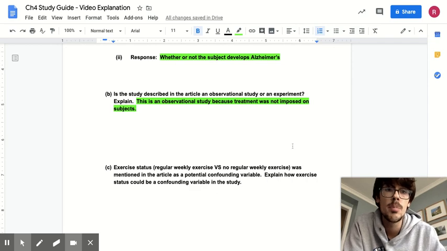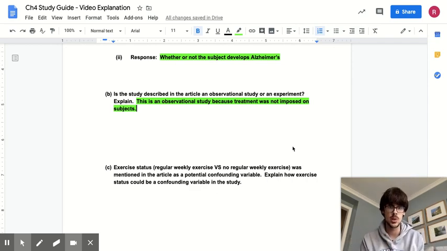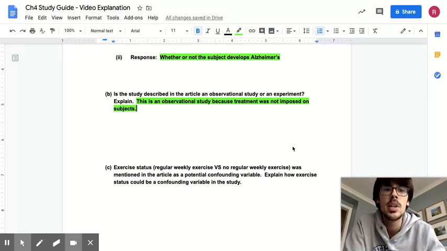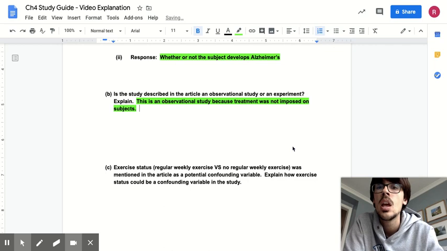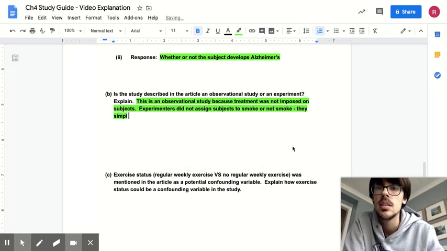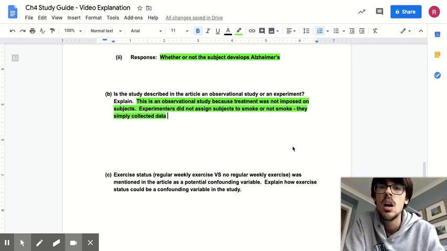Okay, so treatment was not imposed or treatment was imposed. Those are the key words you're going to use for this problem. But my answer right now does not have context, so I'm going to give a follow-up sentence. Experimenters did not assign subjects to smoke or not smoke. They simply collected data on Alzheimer's and checked smoking status.